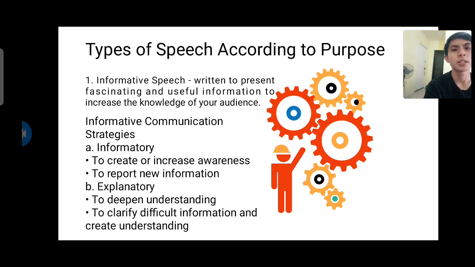Now let's discuss some informative communication strategies you can use. First is informatory: to create or increase awareness, like I've said, to report new information, while explanatory is to deepen the understanding on the topic and to clarify difficult information and create understanding.